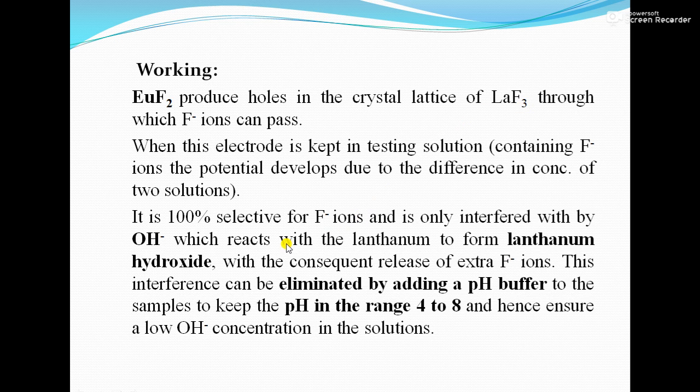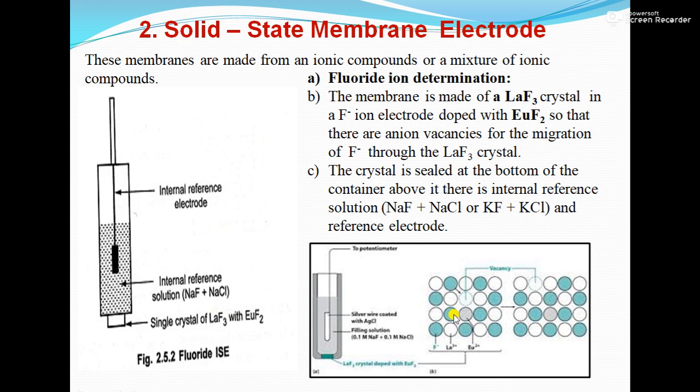That will interfere in the reading. So to reduce this, we have to add a pH buffer, so that it will maintain the pH of the solution in the range 4 to 8. So that is called a solid state membrane electrode, in that fluoride ion selective membrane.